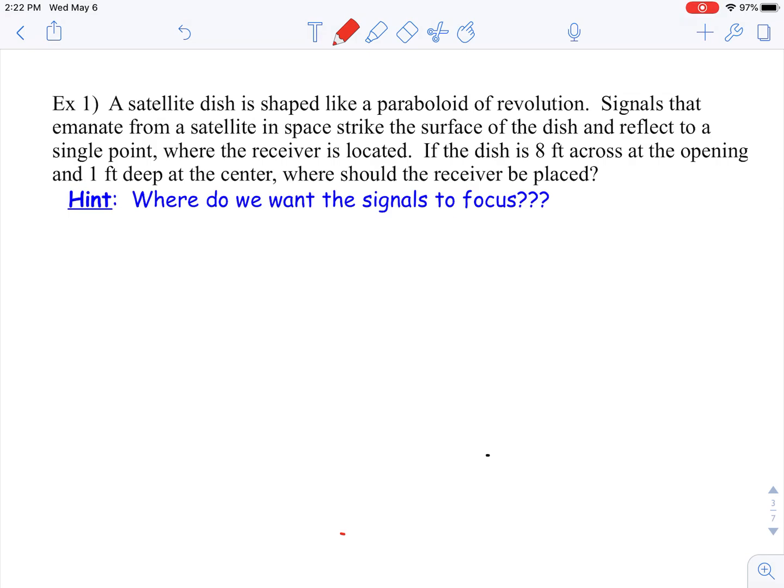So using this, we can answer a couple of questions, and our first one is about a satellite dish like the one we mentioned. We find that the signals that emanate from this satellite in space strike the surface of the dish, and then they reflect to a single specific point, and that's where we're going to place this receiver. So think about what we just learned. If all of the rays are reflecting to this single point, which we refer to as the focus, and we're placing the receiver at that point, then we're going to place the receiver at the focus point.